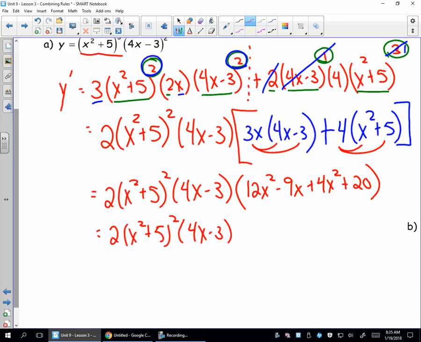If I collect my like terms, I got 16x squared minus 9x plus 20. And there's our simplest form of that derivative.